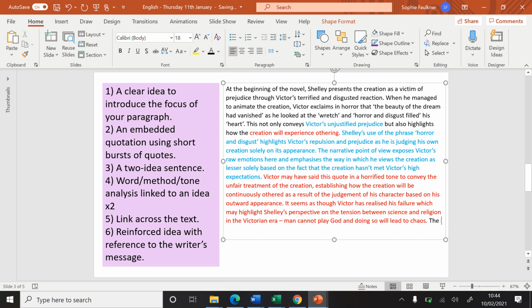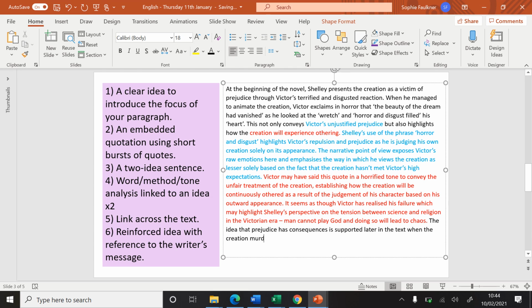So I'm going to link the idea that prejudice has consequences is supported. I'm going to say later in the text. Again, I'm writing this quite easily because I know what quote I'm going to pick because I know the text well. So again, just to reiterate the importance of your knowledge of the text.